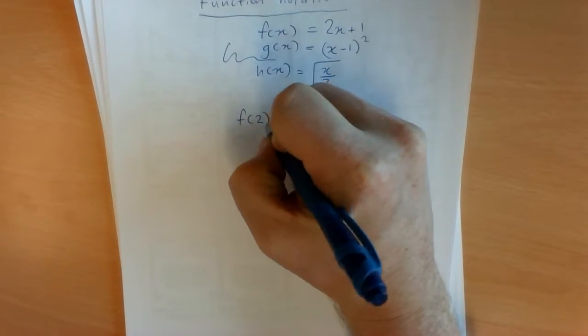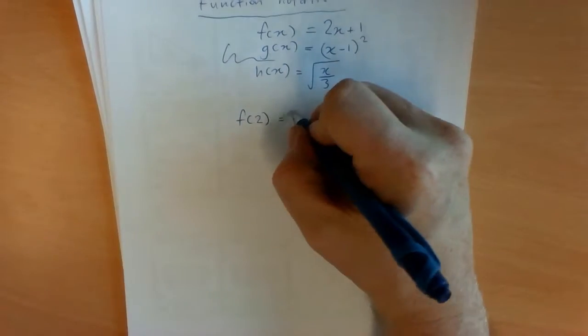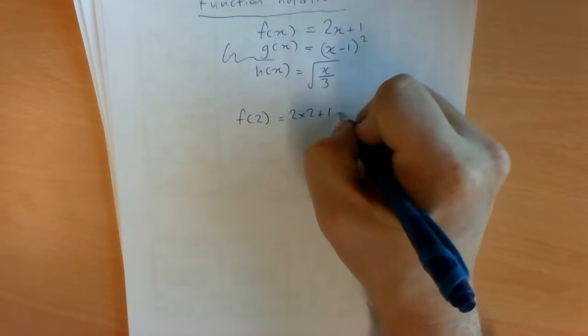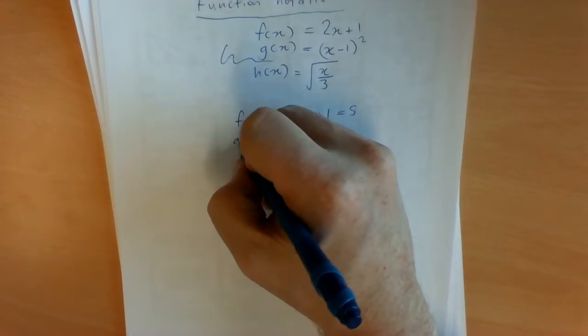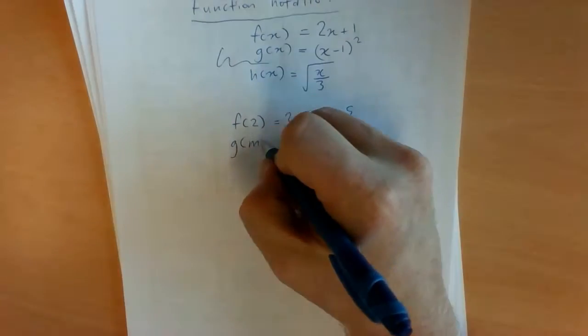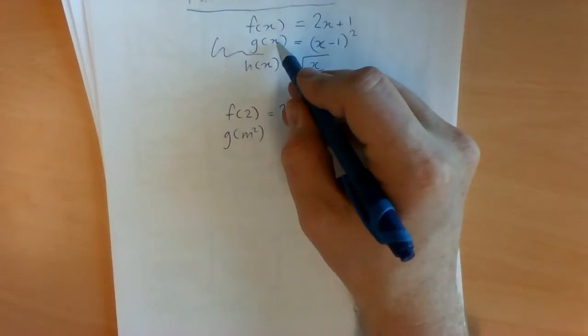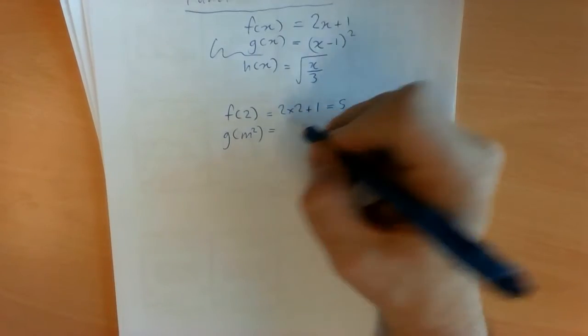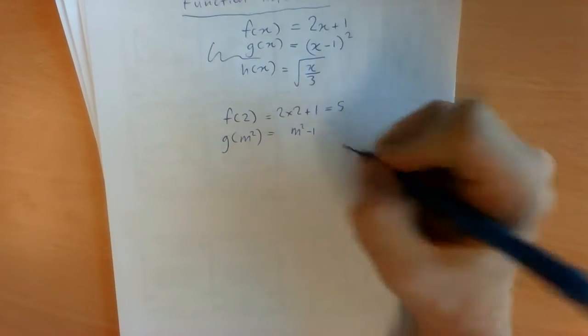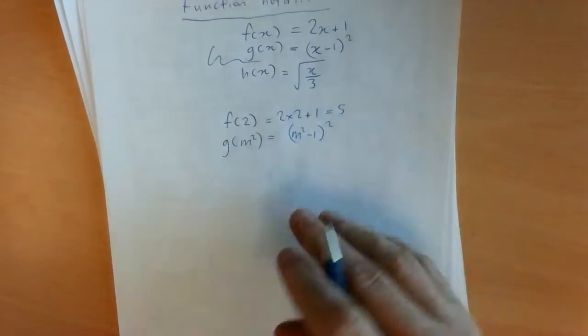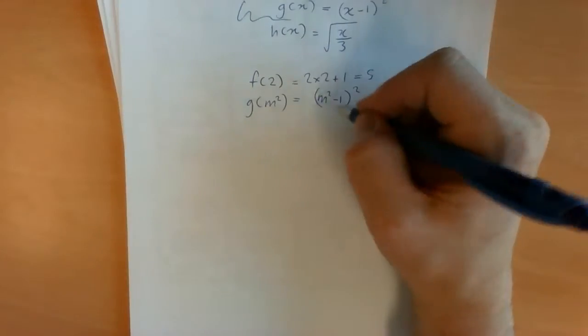So this is doubling 2 and then adding 1. So that's 5. Or this, remember g was taking away 1 and then squaring? So if that's what you do to x, it's what you do to m squared. So what was it? It was taking away 1 and then squaring. Okay, so they're very simple little questions.